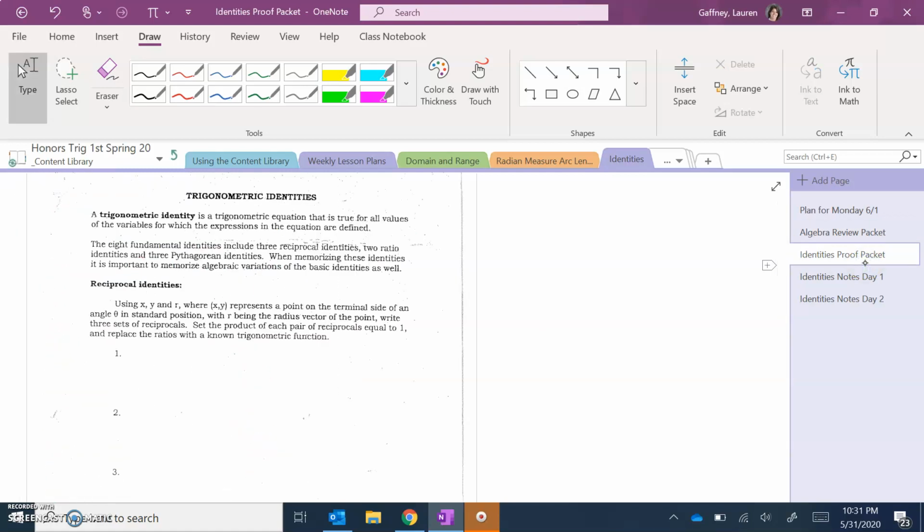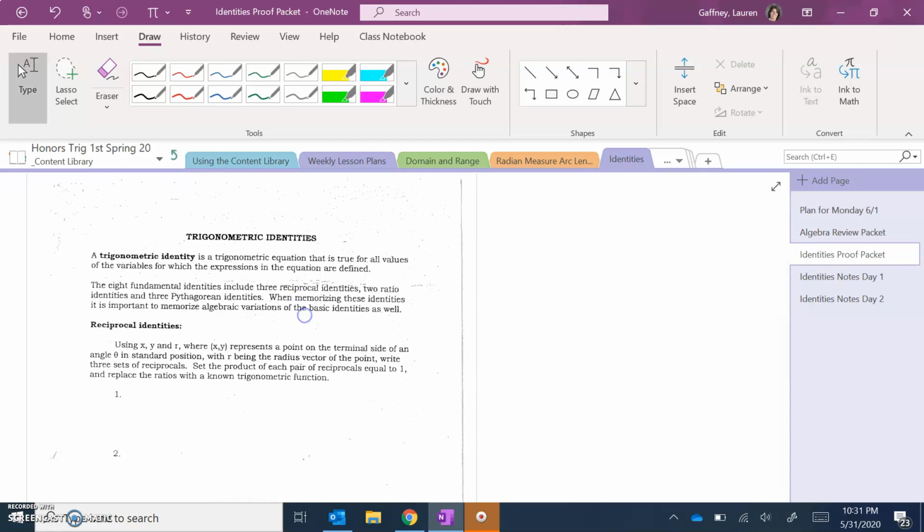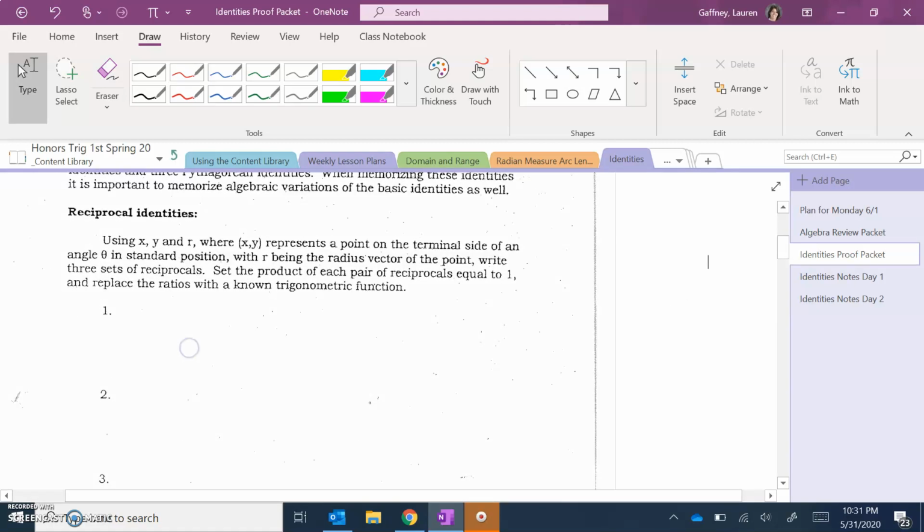So here we're going to bring in some trig, and tomorrow this will all kind of tie together. So a trig identity, and you're going to see at the end of this packet a chart that we're going to work through, is a trig equation that is true for all values of the variables for which the expressions in the equations are defined. There are a couple key identities that are going to be helpful when you eventually get into calculus. So let's try and figure out what some of those are.